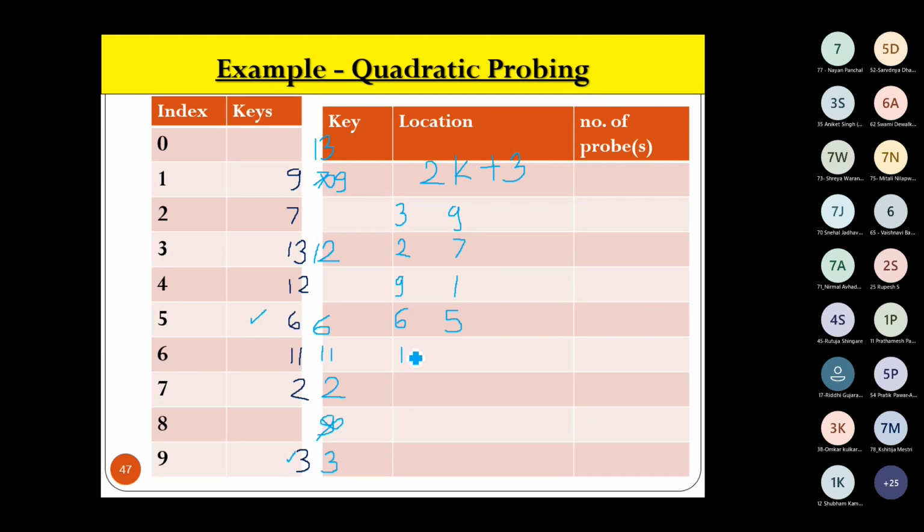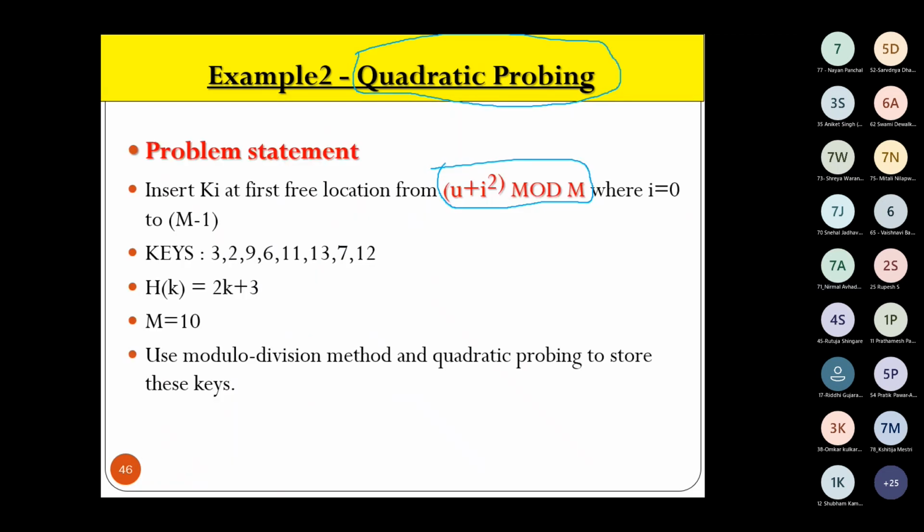11 कहाँ पर होना चाहिए? So for 11, 2k plus 3, what is this value? 25. 22 plus 3 is 25, mod 10 is 5. But 5, here the collision occurs. 5 is already occupied. Right. Now in case of collision, use quadratic probing.